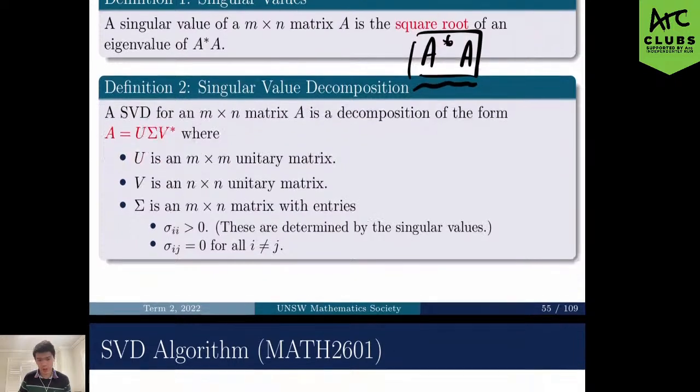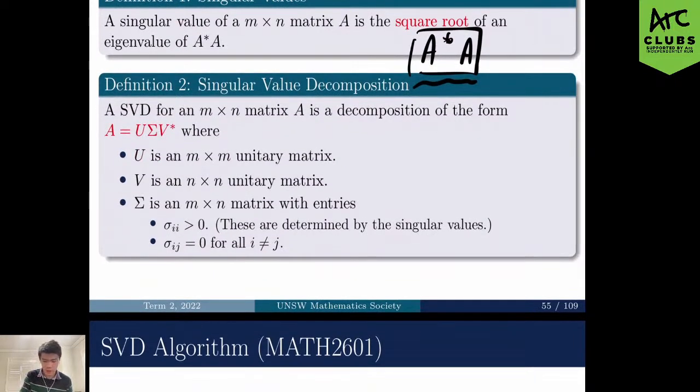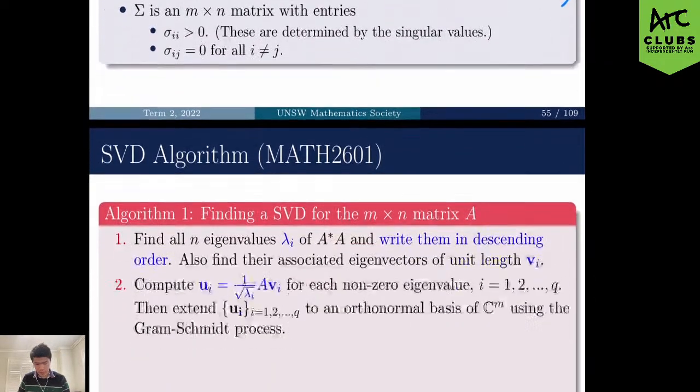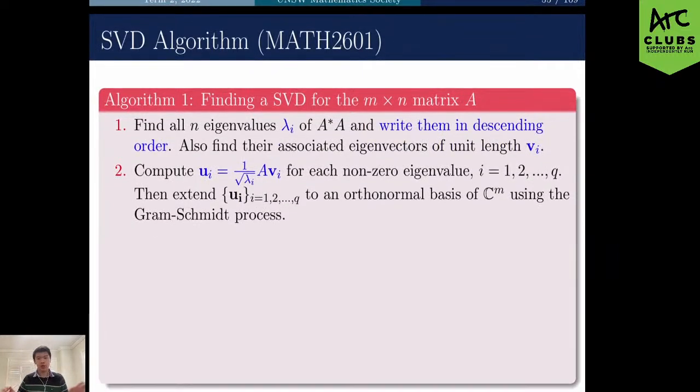But basically, it's a decomposition where the middle term is really important, sigma. It has the same size as A. So if A is m times n, this thing will be m times n as well. Okay. So more important than that is the actual process.